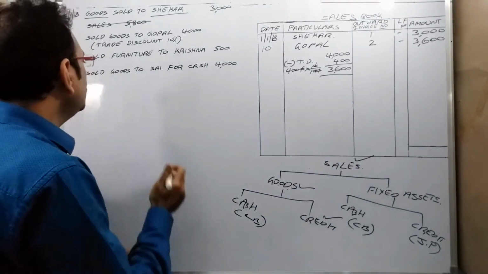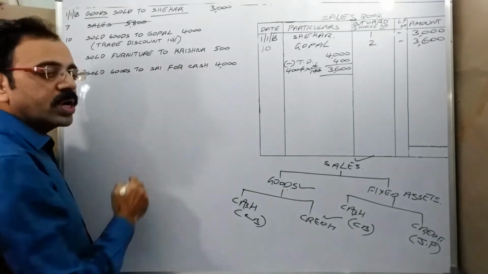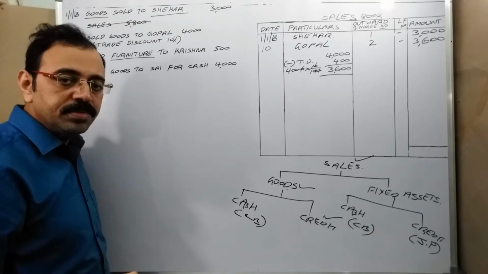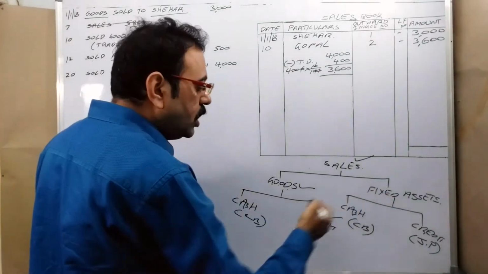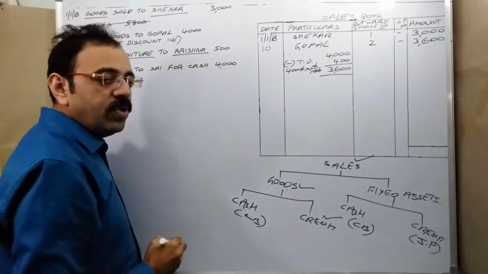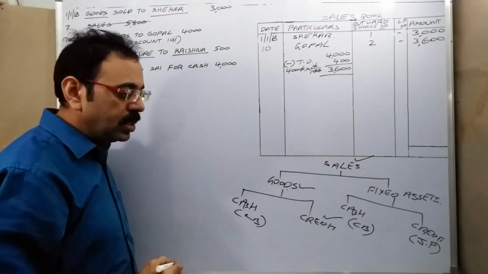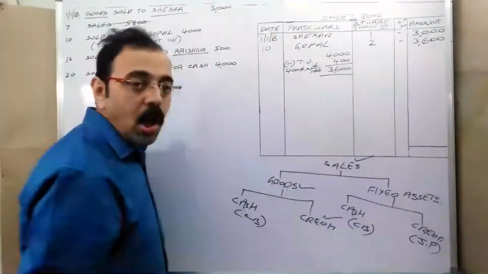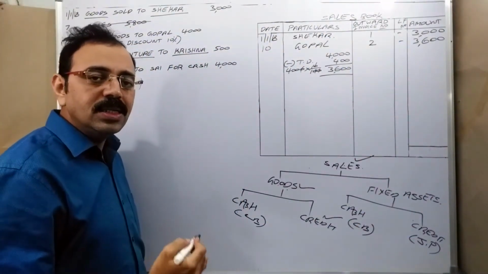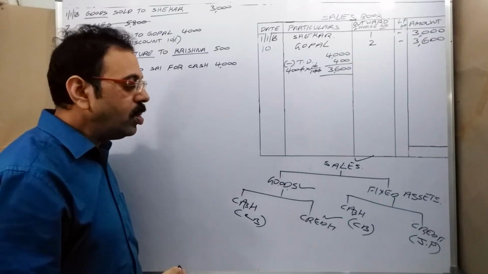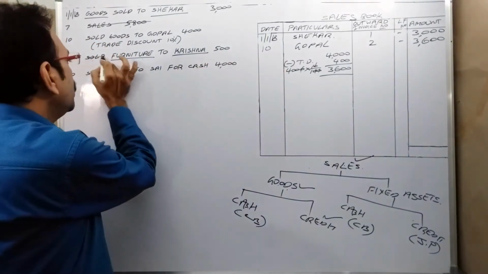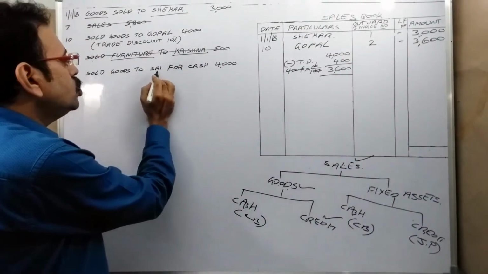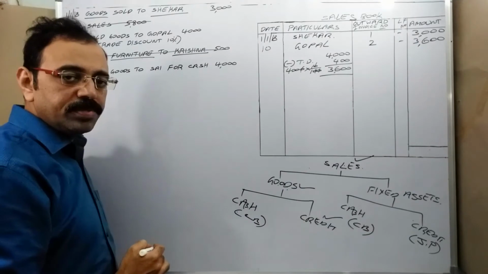Now, the next one is sold furniture to Krishna. What are we selling? Furniture. And how are we selling that? Person name is given, which means on credit basis. When a fixed asset is sold on credit, where does it go? Last subsidiary book, that is the journal proper. Therefore, we should not record it here. Ignore this transaction.